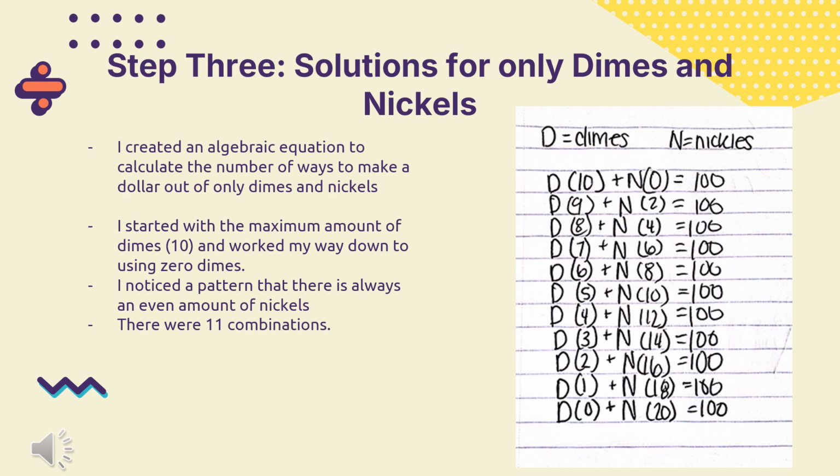We solved the solution algebraically every time to see the output of the function, which would be the number of nickels. We noticed a pattern. Each number of nickels was even, regardless of whether the number of dimes was odd or even. We discovered that there are 11 ways to make change for a dollar using only dimes and nickels.